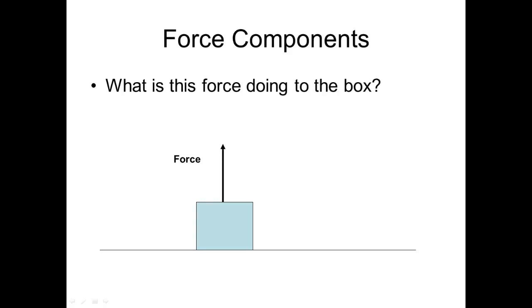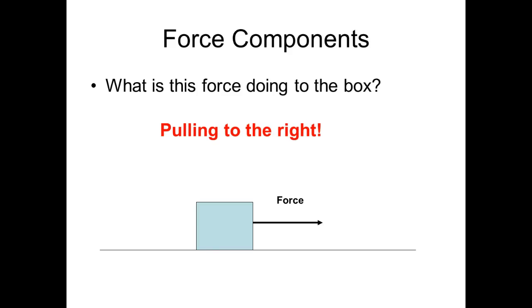In order to understand the role that trigonometry and force components play in force diagrams, we need to observe what forces are doing to certain objects. This force is pulling up on the box. If the force is applied to the right, that means it's pulling the box to the right. Up to this point, we've only seen up and down, left and right forces.